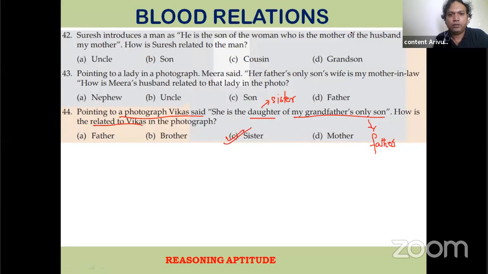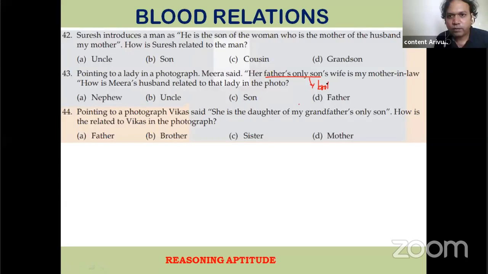Okay. Ravish, you want to explain 43 once again? So let's see here. Father's only son means brother. Father's only son's wife means brother's wife. Her brother's wife, who is "her" here? The lady in the photograph. Her brother's wife is my mother-in-law. And who is "my" here? My is Mira. Mira is saying, my mother-in-law.